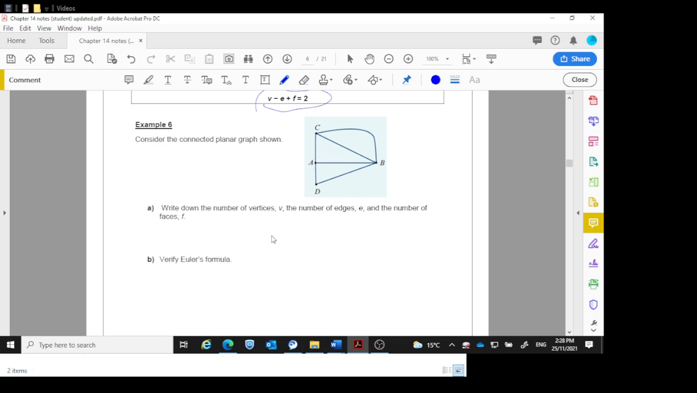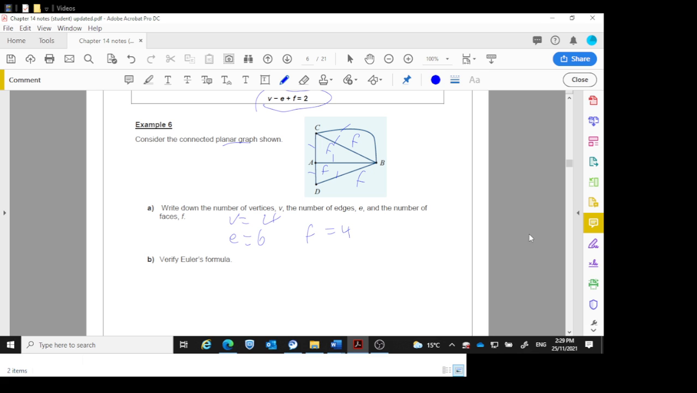Example 6. Consider the connected planar graph shown. So it's telling us it's a planar graph. That means Euler's rule holds true. Write down the vertices, edges and faces. Vertices, I've got 1, 2, 3, 4. Edges, I've got 1, 2, 3, 4, 5, 6. Faces, so I've got a face here, a face here, a face here, and a face on the outside, 4.